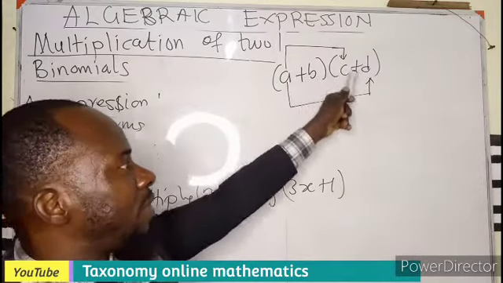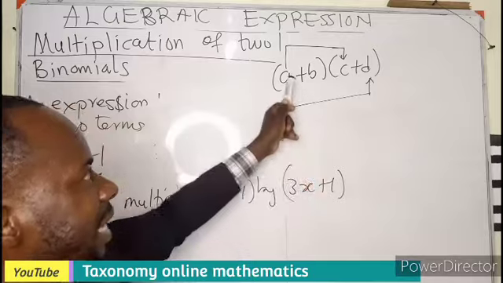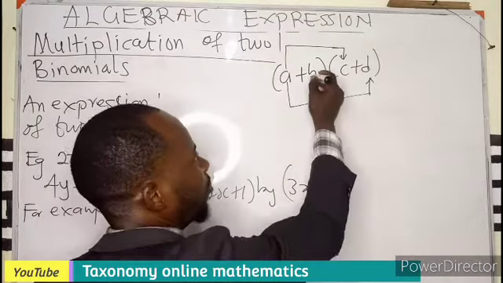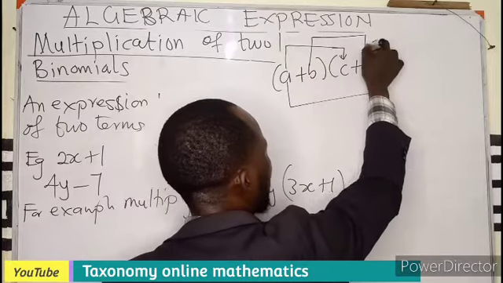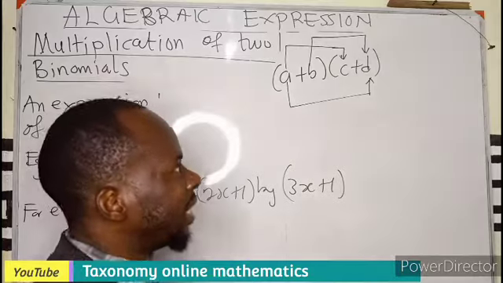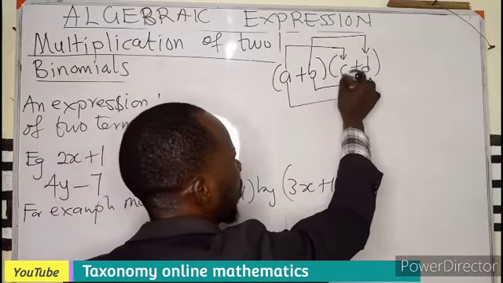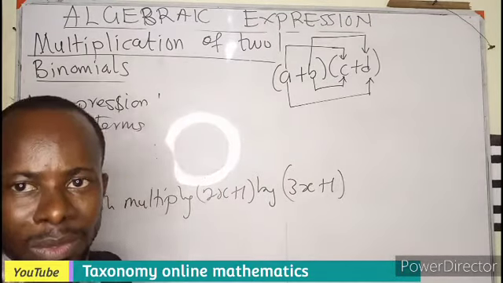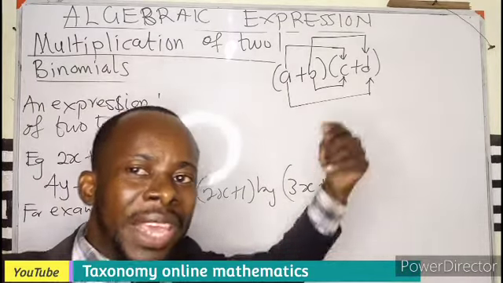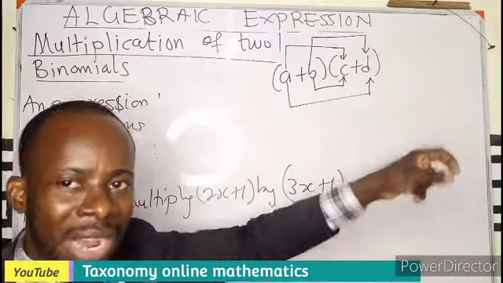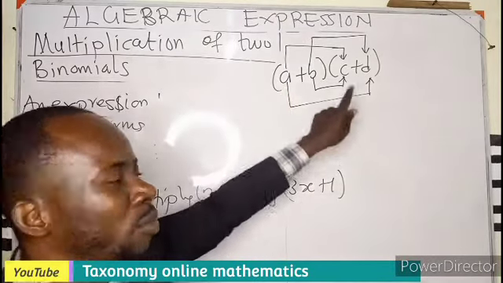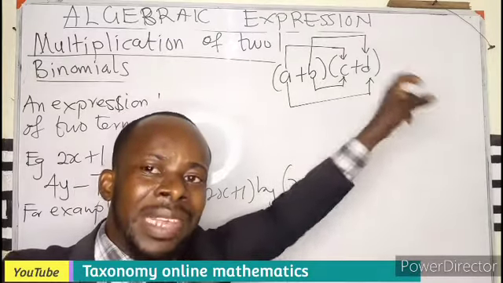So A times C, you get your answer. A times D, you get your answer. Then B will also multiply D. B will multiply D. At the same time, it will also multiply what? The C. So each element in the first bracket will multiply each element in the second bracket. Or better still, each term in the first bracket multiplies each term in the second bracket.